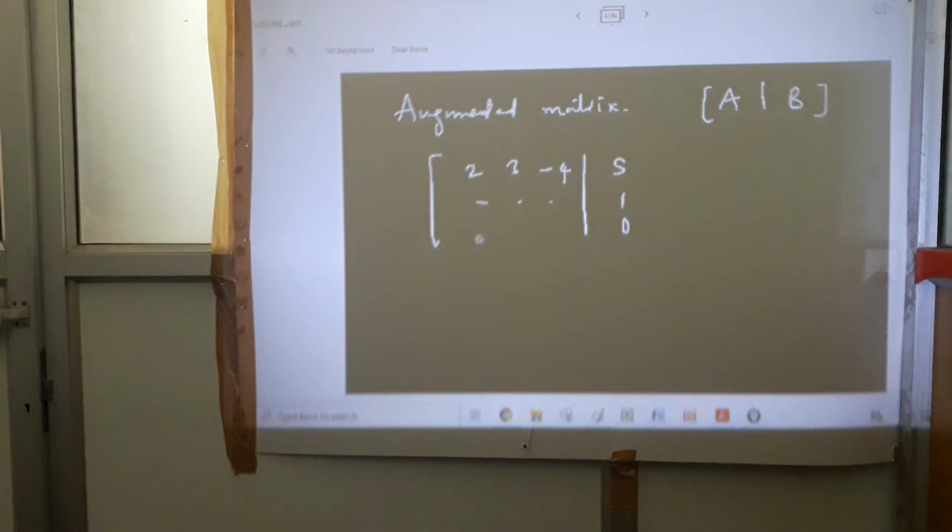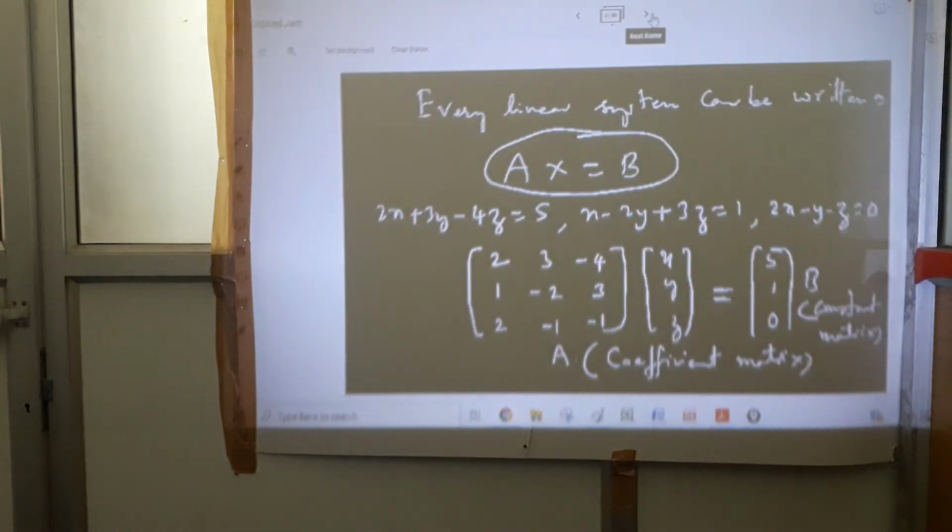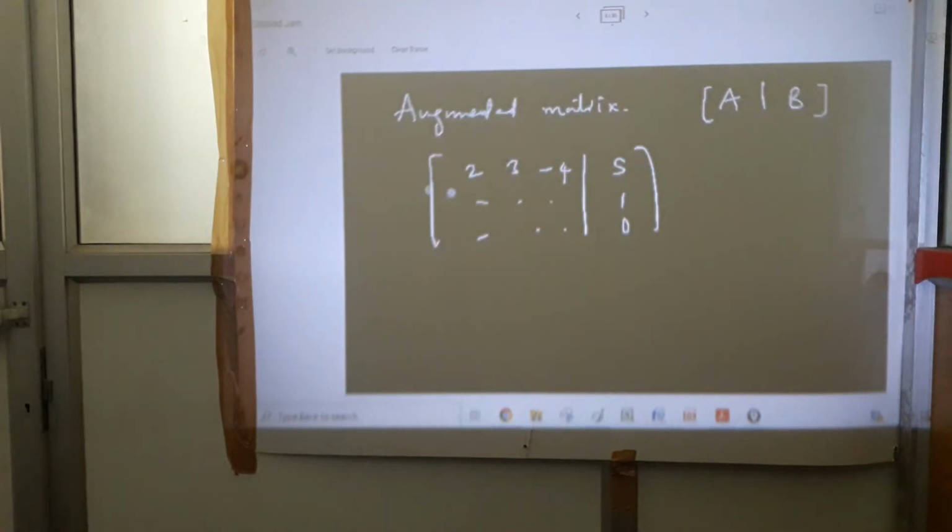Similarly, I have to write the elements of A here. Okay, now better I'll finish it. 1, minus 2, 3. And 2, minus 1. How much? Minus 1. Now this line is to tell that up to here you have the elements of A and these are the elements of B.